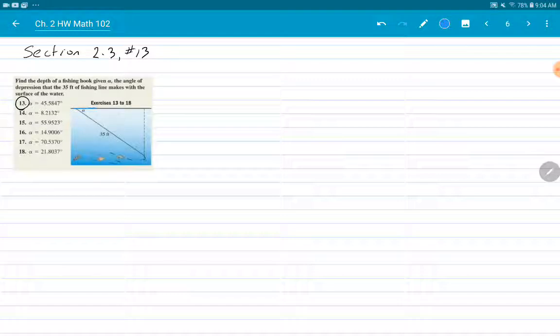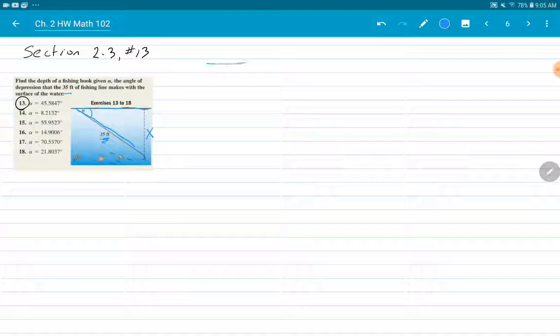So this is our line of orientation, and depression means that it rotates down by the amount of alpha. We have a 35-foot fishing line. The fishing line is the diagonal, so that's the 35 feet. And we want to know how deep that fishing hook is, given alpha.